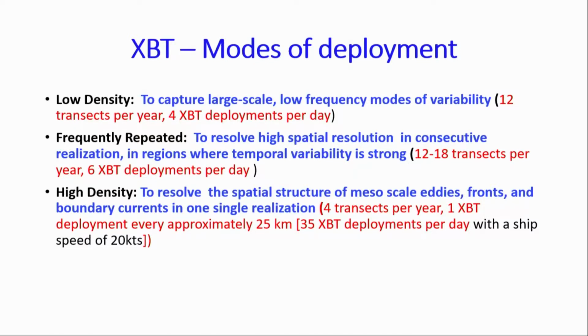One is low density, the second is frequently repeated, and the third is high density. It is basically the number of deployments along the cruise ship route. Suppose from Mumbai to Mauritius, if you deploy about 4 XBT every day, it will be low density. If you deploy 6 XBT, it will be frequently repeated, and high density is basically 35 XBT. That means at 35 locations you will have temperature up to 760 meter depth.